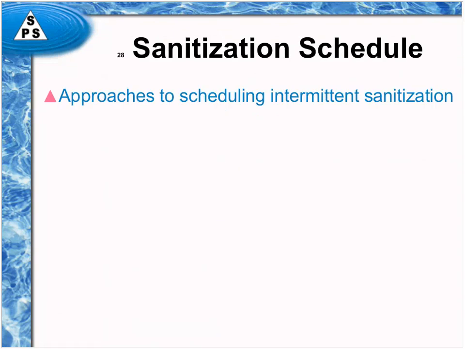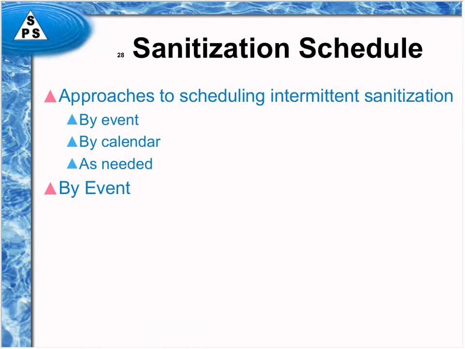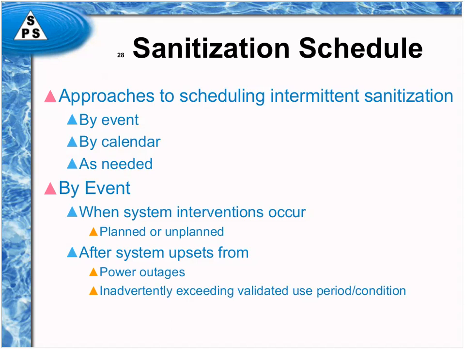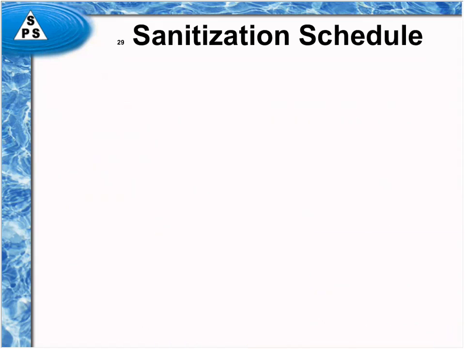The sanitization schedule is important, and the various approaches that have been used are by event, by calendar, and as needed. First, by event: this happens whenever there's any kind of intervention or opening of the system, be it planned or unplanned, after there's been a system upset from perhaps a power outage, or maybe inadvertently exceeding some use period, or discovering some unalarmed piece of equipment that has failed, that has caused some other kind of microbial problem.